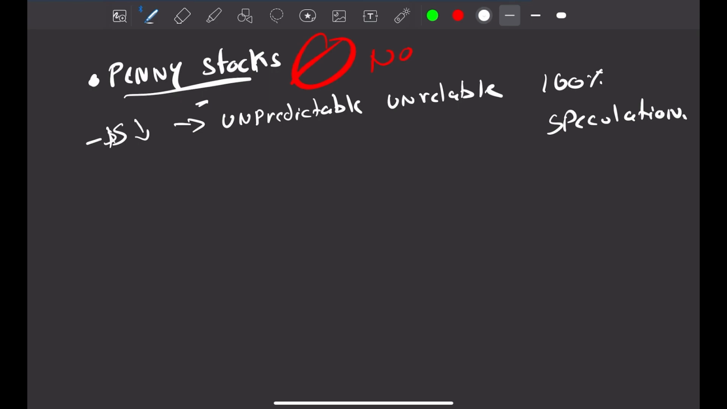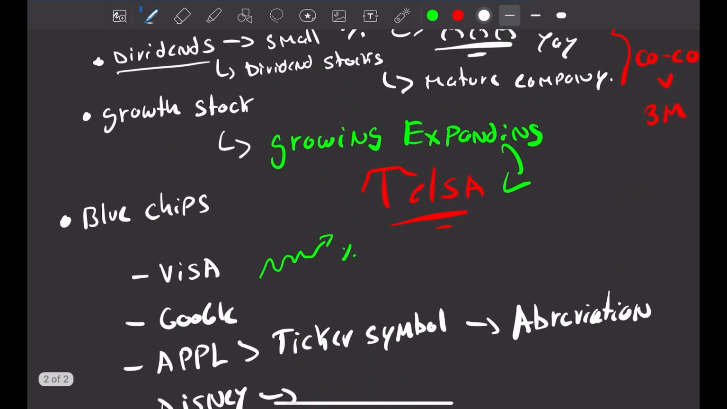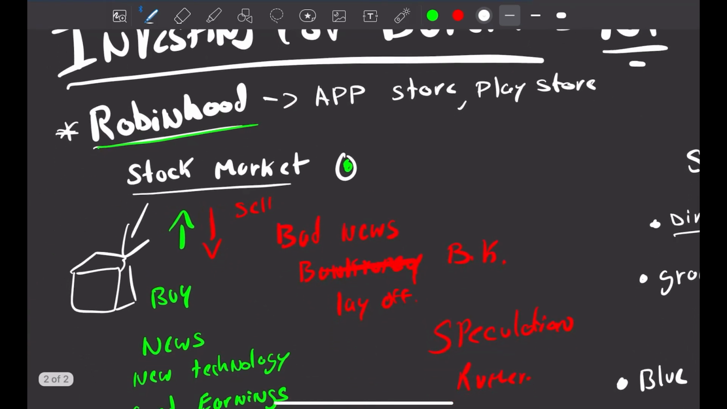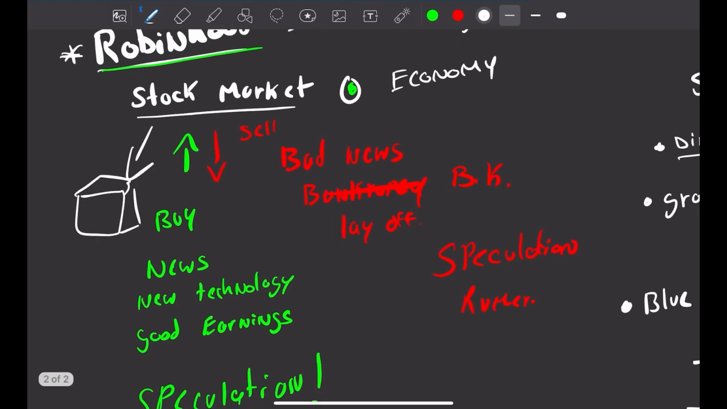Their growth simply depends on news about drugs and FDA approvals, and that's a later subject. I don't want to get into that right now. So far, you should know the basics. So, investing for dummies 101, the stock market. It's not related to the economy whatsoever. We already discussed that, right? It's its own separate market.